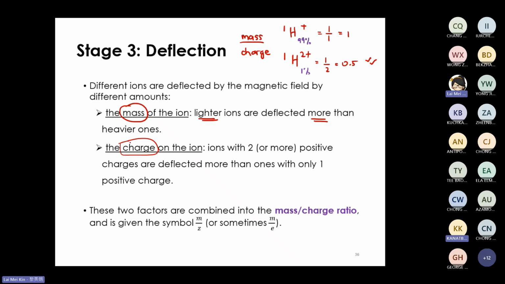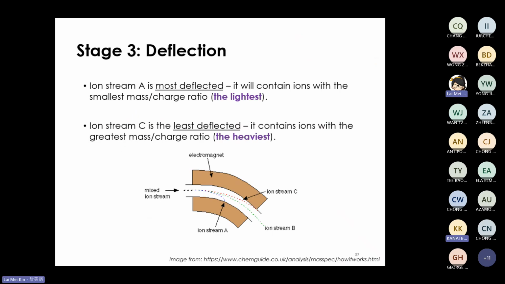In case the charge is higher, the one with the higher charge will be deflected more. That is why for deflection, you must always check the mass over charge ratio. You cannot take it for granted and just look at the mass. You must look at mass and charge. So the lighter one will be deflected the most. The heavier one will be deflected less.